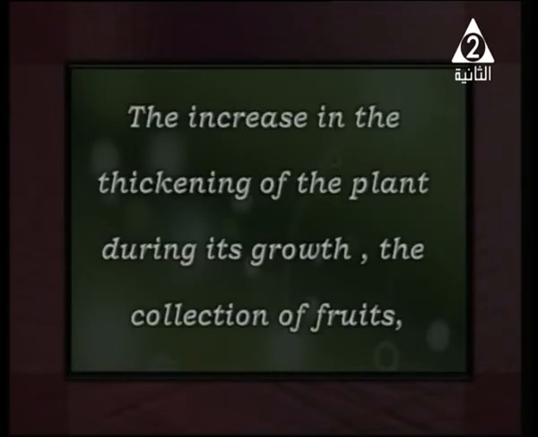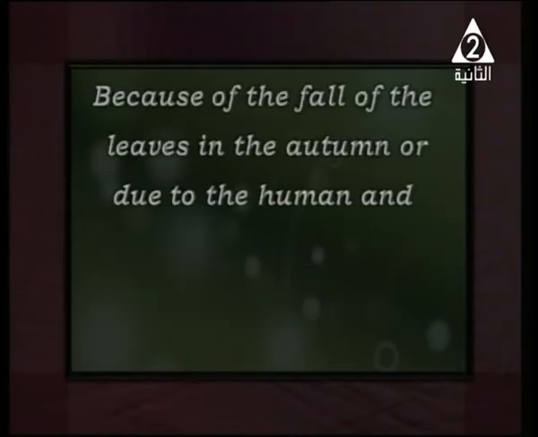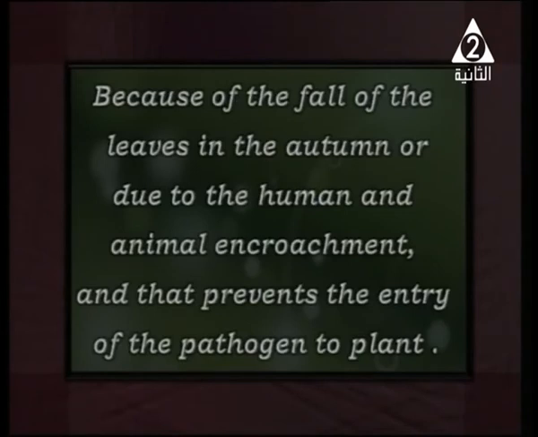So the increase in the thickening of the plant, I mean the cork layers, happens during its growth, the collection of the fruits also, and because of the fall of the leaves in the autumn. Those are reasons for what? For protection of the plant during its biological activities, like falling of the leaves in the autumn, or due to human or animal interference. Interference means affiliation, and all of that causes what? Preventing the entry of the pathogen into the plant.